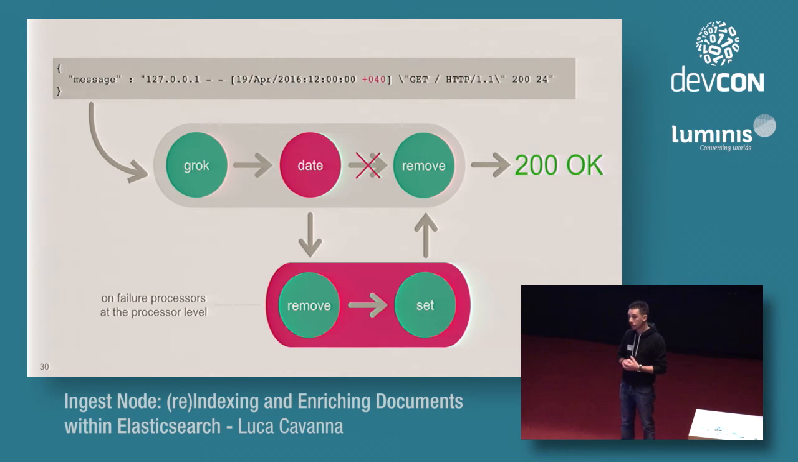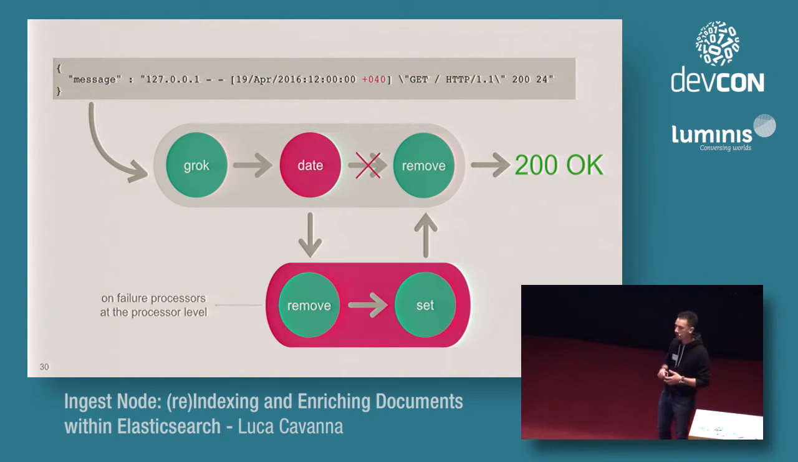What's important to note here, though, is that after the onFailure for that processor has been executed, we go back to the following processor in the original pipeline. So we don't return directly from the set in the onFailure, but we go back to the pipeline, and we execute the remove processor that was there in the beginning. While in the previous example, with the onFailure in the pipeline, we wouldn't.